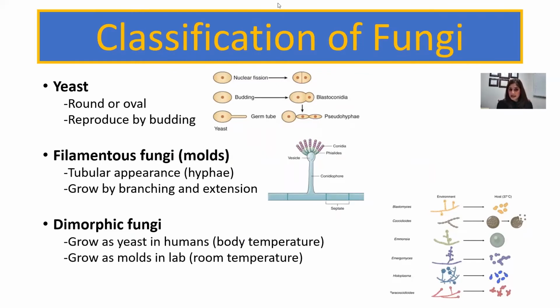We won't be talking about filamentous fungi or molds today, for example Aspergillus, Mucorales, Fusarium, Scedosporium, or dimorphic fungi, which grow as yeasts at body temperature and can grow as molds at room temperature. Some examples of dimorphic fungi include Blastomyces, Coccidioides, Histoplasma, and Paracoccidioides. But we will be focusing our discussion on Candida today, which of course is a yeast.